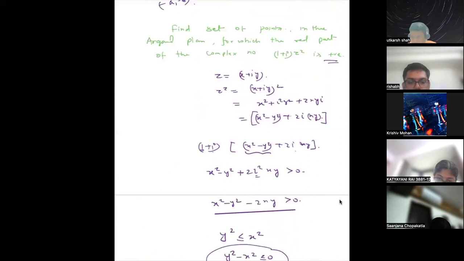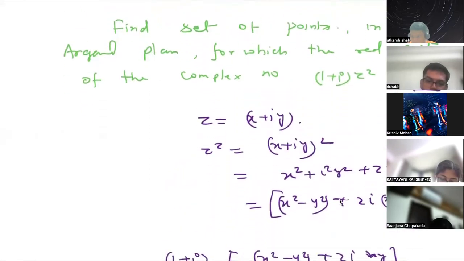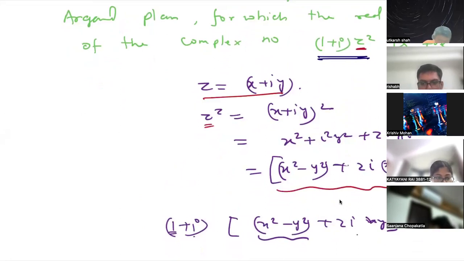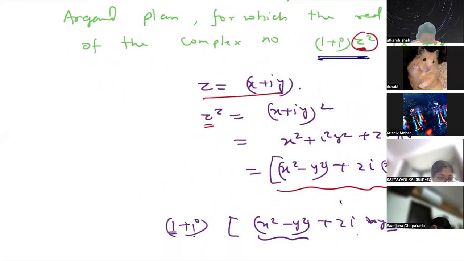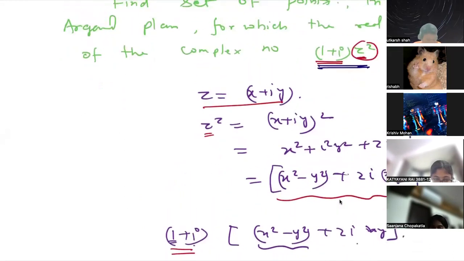See, in the question, what was given? Find the set of points in the Argand plane for which the real part of (1 plus i) into z square is positive. So we have taken z equal to x plus iy. We need the square, so the square of this is coming. Now I'm multiplying this with 1 plus i. But we require only the real part.